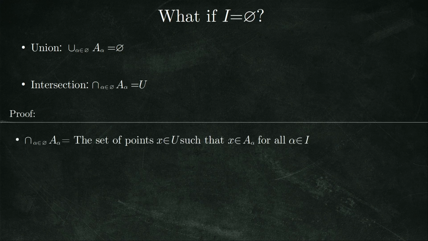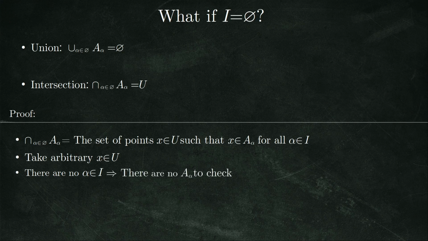We said that the intersection was the set of all points x in U such that x is in A alpha for each alpha in I. So let's take an arbitrary x in U and see if it's in A alpha for every alpha in our index set. Since there are no alpha in I, because I is the empty set, there are no alpha to check. So we don't need to check if x is in any of the A sub alphas. Therefore, x is in A sub alpha for all of the alphas you consider, because you consider none of them.